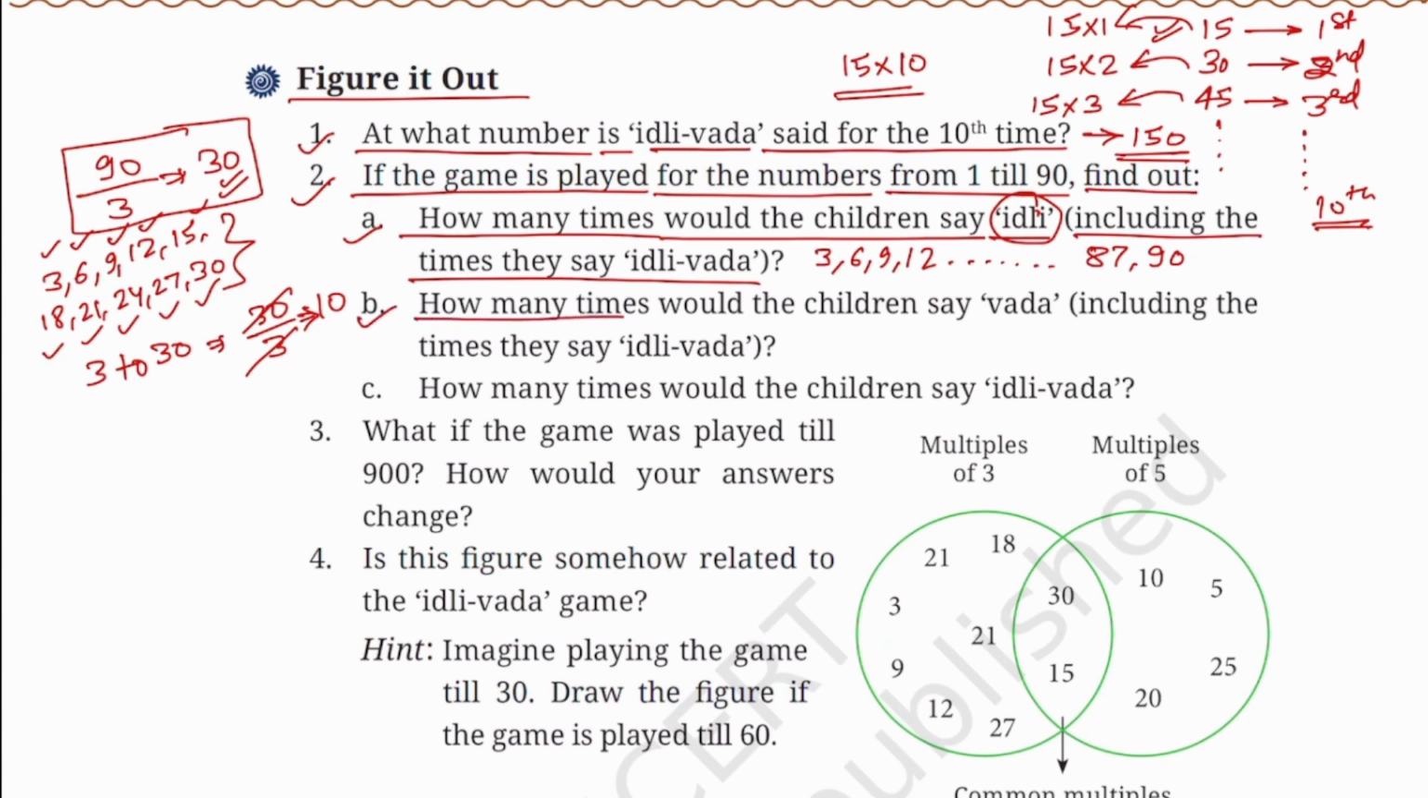B. How many times should the children say vada, including the times they say idli vada? 5, 10, 15. Similarly, 85 and 90. The answer will be 90 divided by 5, that is 18 times.